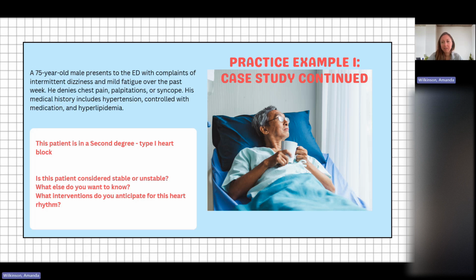Yes, slow down conduction. Exactly. So that's our beta blockers, calcium channel blockers, our digoxin. What else? So this rhythm does have a potential of escalating. If it's new, if it's old, it can progress. So what do we want to be prepared? How are we going to be prepared for that?